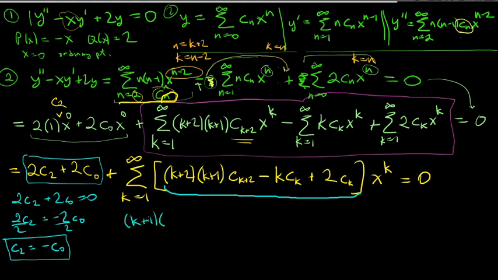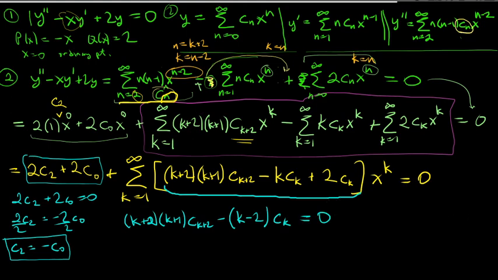k plus 2 times k plus 1 times c sub k plus 2 minus, and I think we can combine these, right? This is going to be minus k minus 2. I'm wondering if I should do plus 2 minus k. Nope. I'll leave it as minus k plus 2. Oh, sorry, k minus 2. Right, because it's minus a negative. So k minus 2 times c sub k, right? This all has to be equal to 0.